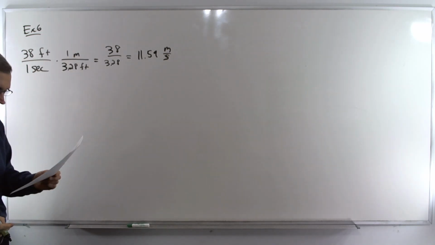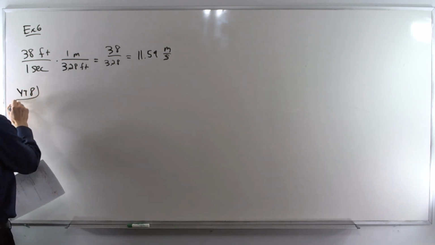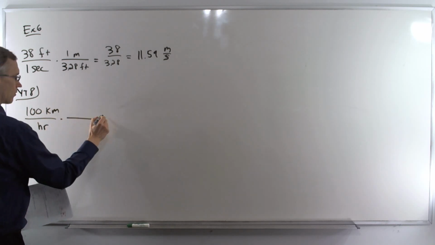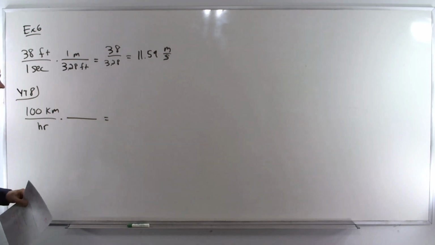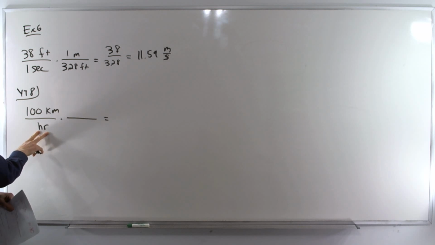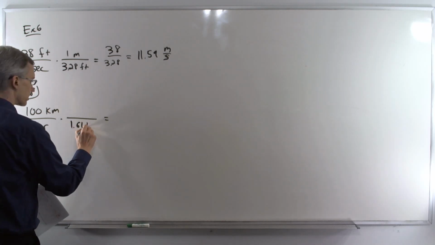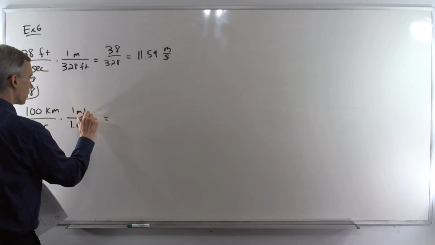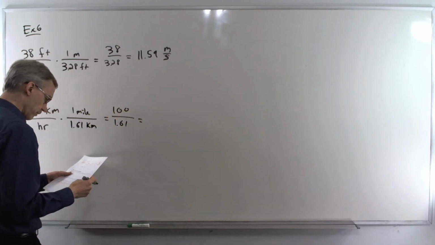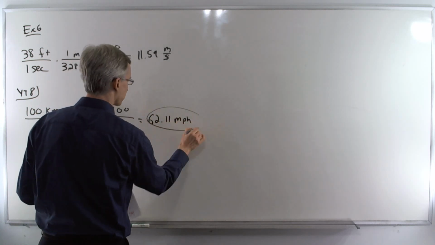Your turn, number 8. 100 kilometers per hour to miles per hour. So the units we want are miles per hour. That matches what we have in the bottom already, so we'll just leave that alone. We're just going to convert the kilometers. 1.61 kilometers per 1 mile. So that gives us 100 divided by 1.61. Divide that out and we get 62.11 MPH, miles per hour.